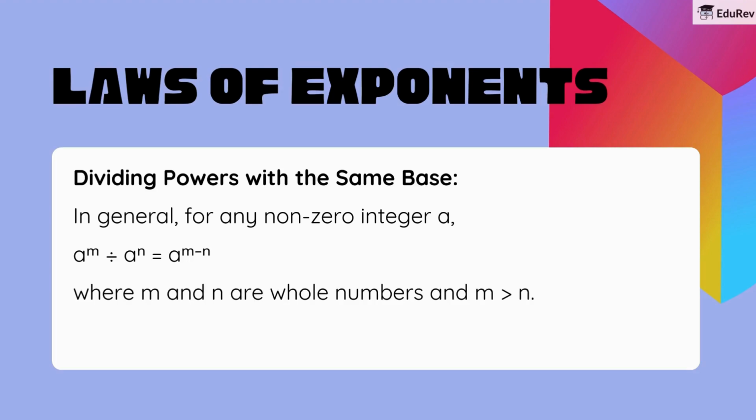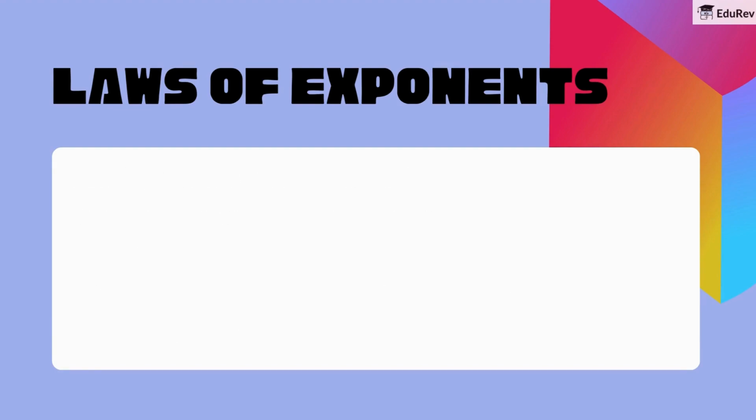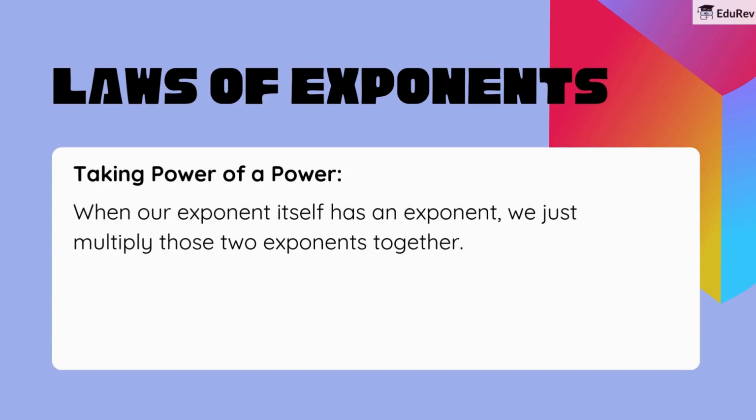For example, if we divide 3 to the power of 9 by 3 to the power 5, we simply write 3 to the power of 9 minus 5, which comes out to be 3 to the power of 4. Easy peasy. Next comes a mind-blowing law, taking a power of a power. When our exponent itself has an exponent, we just multiply those two exponents together.